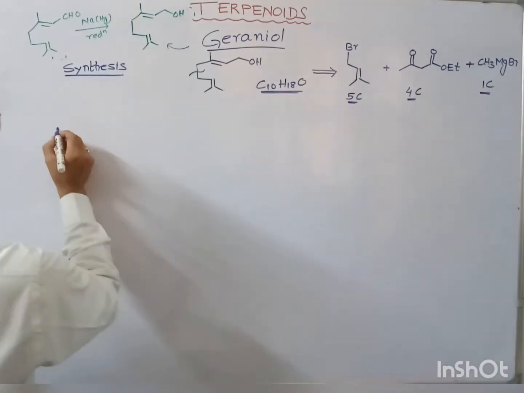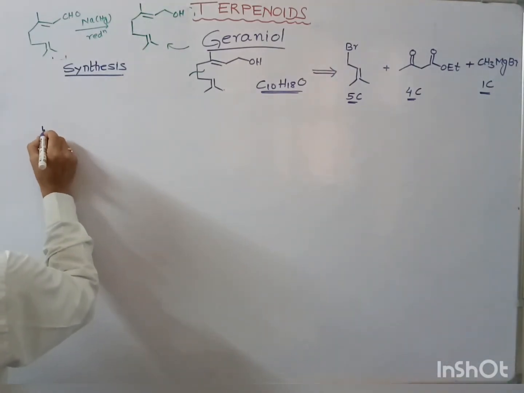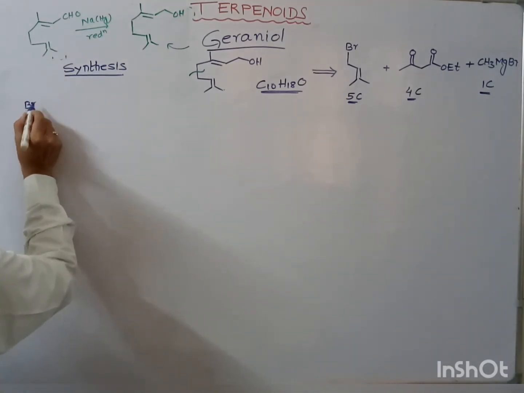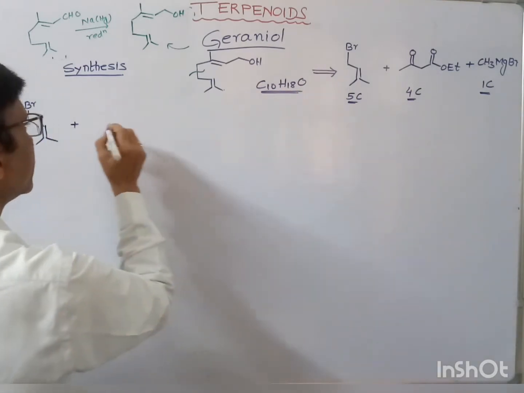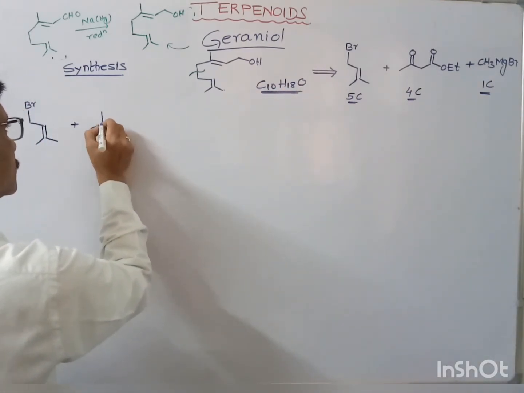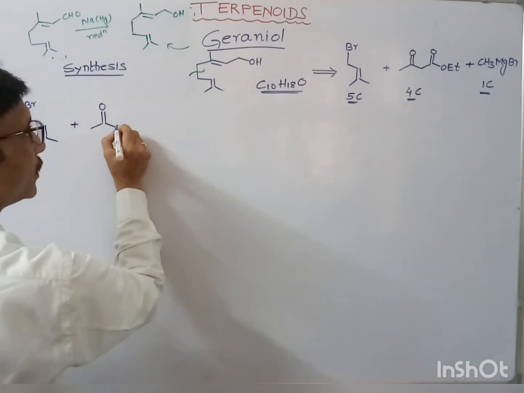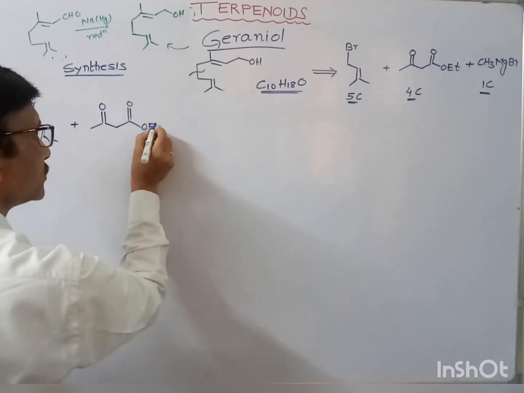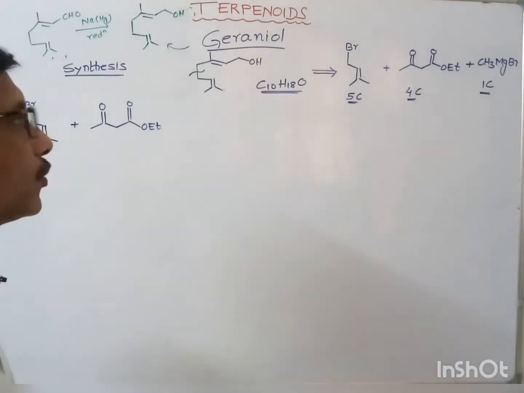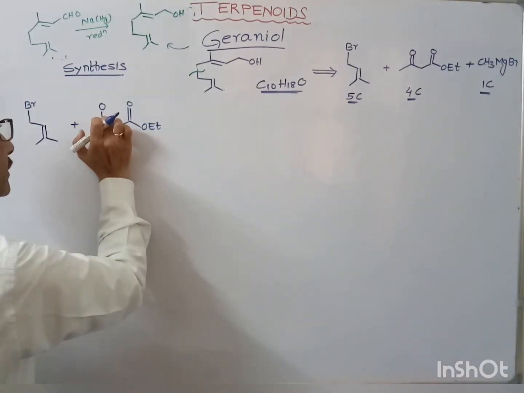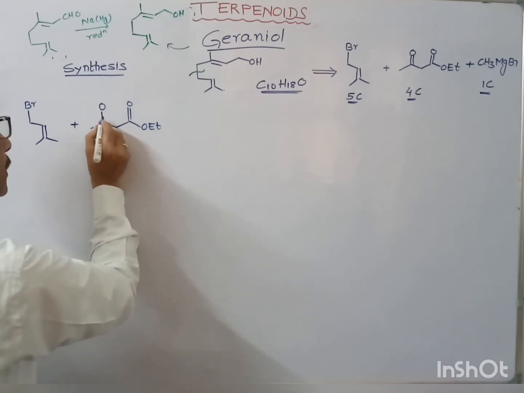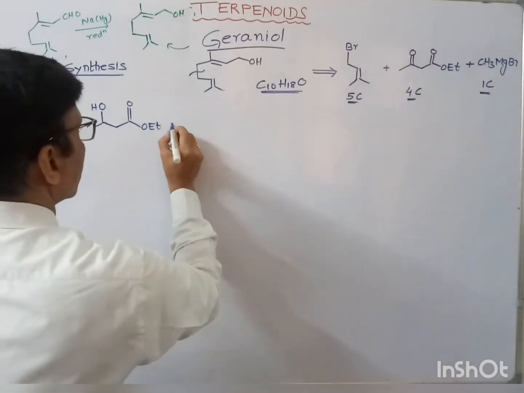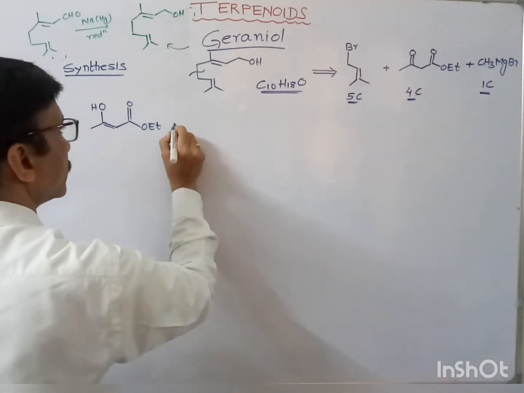So first of all, we have allyl bromide and ethyl acetoacetate. Okay, so this is ethyl acetoacetate, and we may write this ethyl acetoacetate in its enolic form. So let's write it in an enolic form. So I may write it in enolic form. Okay, and the double bond is present over here.